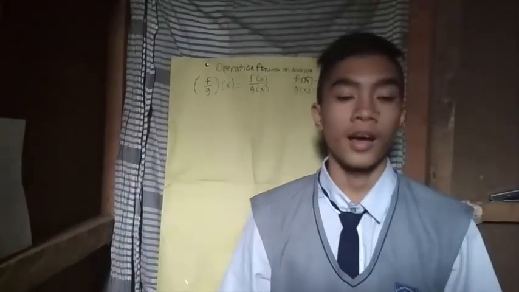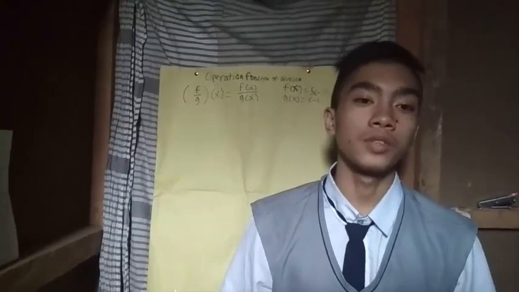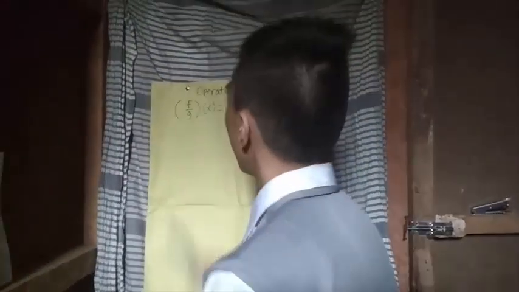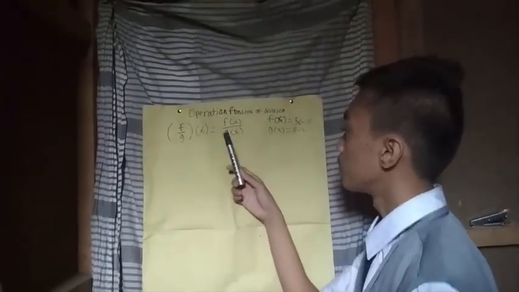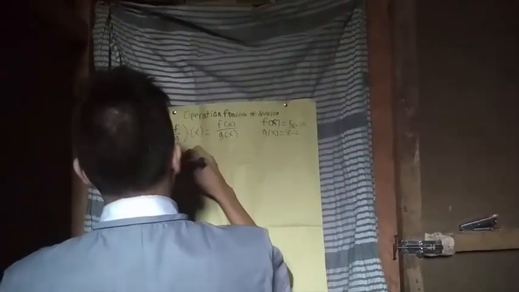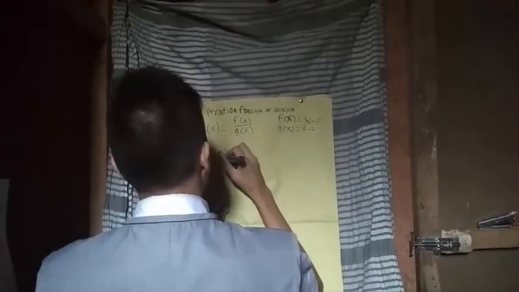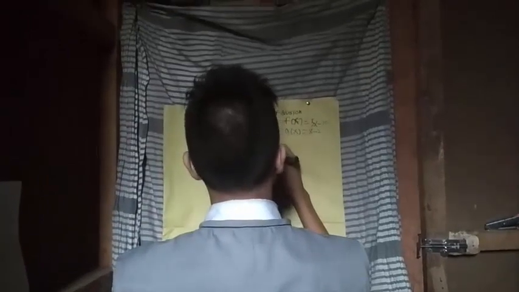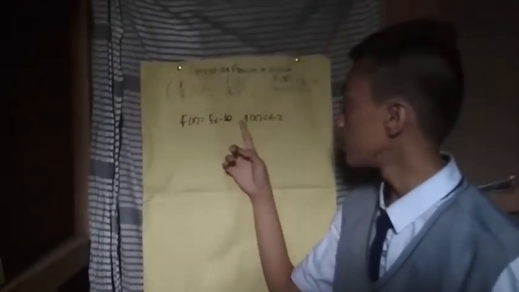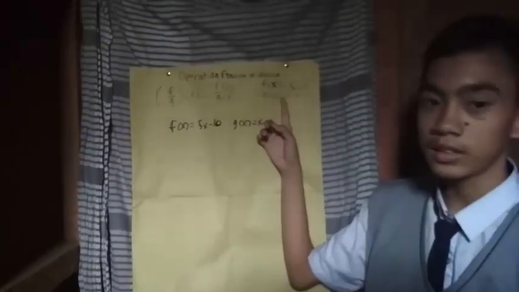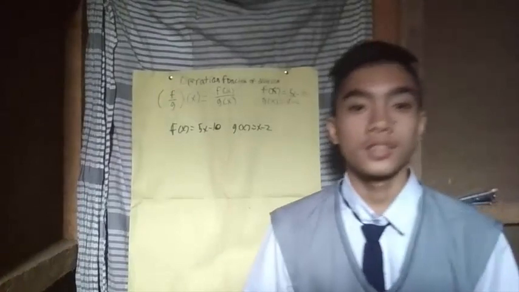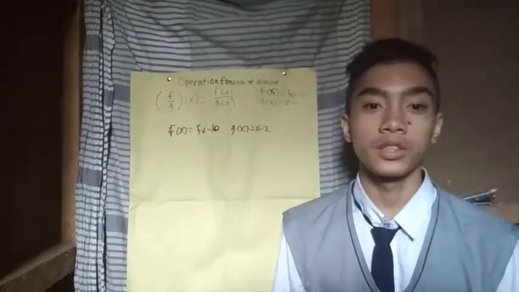This is an example of how to do the operation of functions in division. So let's start. (f over g)(x) is equal to f of x over g of x. So f of x is 5x minus 10, then g of x is x minus 2. So we need to divide f of x by g of x.